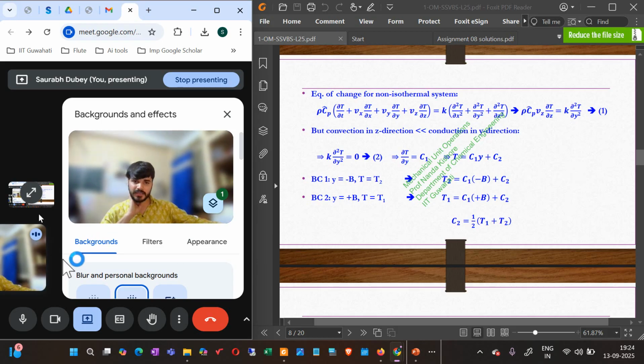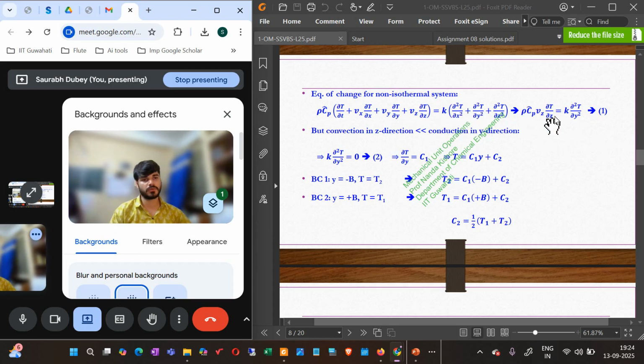Now you see that it is a steady state problem, so this becomes zero. Vx is zero. You are not considering Vy, but you are saying that del T by del y will be there. And then Vz del T by del z is not there. With z the temperature is not changing, and with x the temperature is not changing. And Vy, you said that you are not having any convective motion, so Vy is zero.